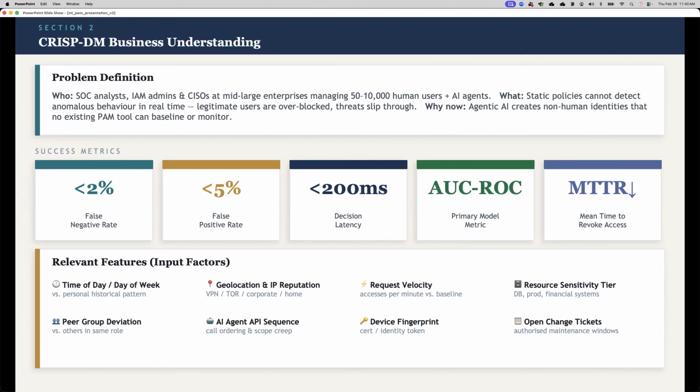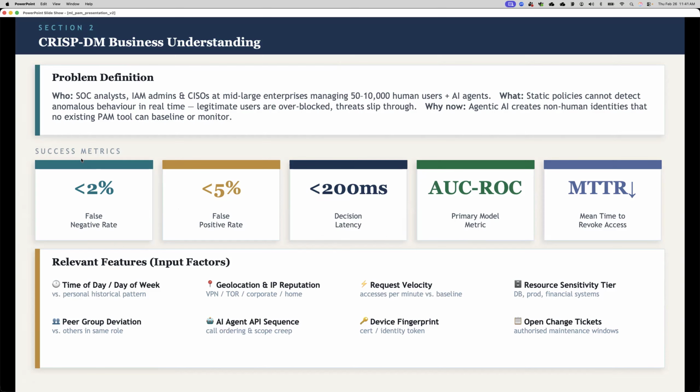This becomes especially problematic for AI agents. These non-human identities don't follow a predictable schedule or location. They have their own brain, they can make their own decisions, and they can deviate from your normal automation or orchestration path. So the existing PAM tools were never designed to model their behavior.